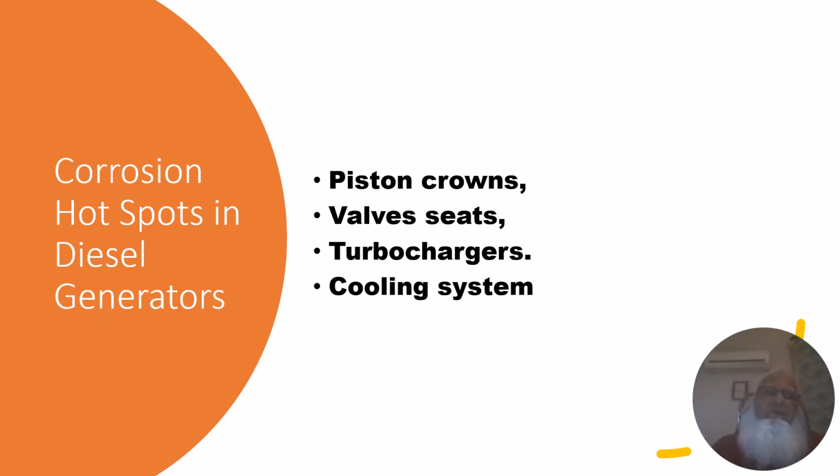This slide shows growing hotspots in diesel generators. Piston crowns, valve seats, turbochargers, and cooling systems in diesel generators are highly susceptible to localized corrosion for one reason or the other. And these regions and areas we normally call hotspots.